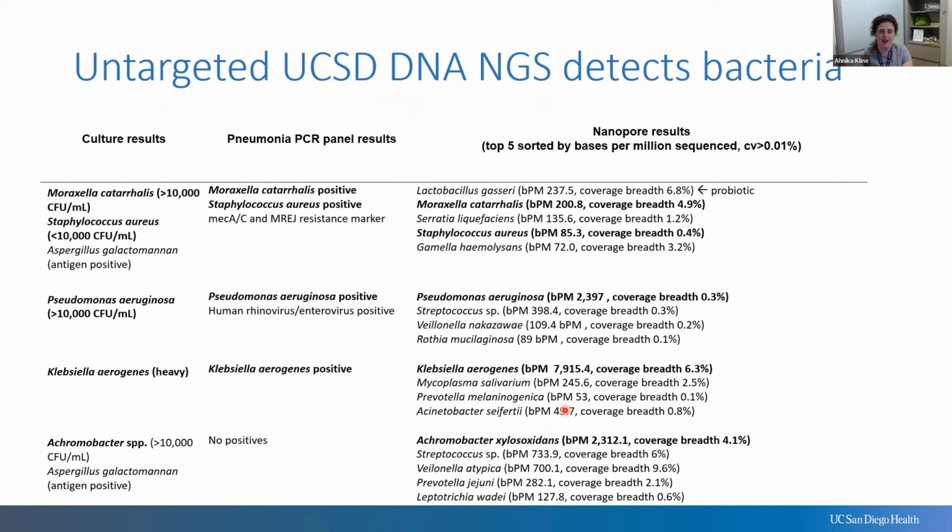So this is data from our work. This is some example data of the first runs of UC San Diego next generation DNA sequencing. So here's what the culture from that specimen resulted, the pneumonia PCR resulted, and then the nanopore sequencing results, classified, sorted by bases per million sequenced, and then with coverage breadth also there. So here you can see, for example, a patient who had a large amount of Moraxella growing in the culture, as well as detection by PCR, and then a Staph aureus with less growth. They also had Aspergillus galactomannan positive, but I don't believe grew it in their fungal culture. Those are just here in the data for points of discussion.